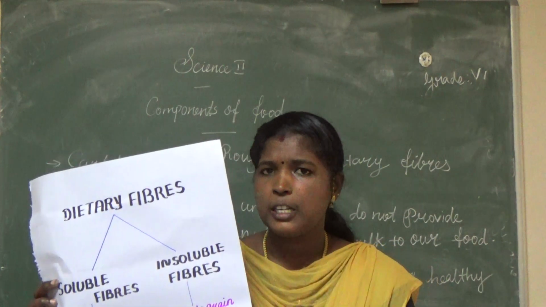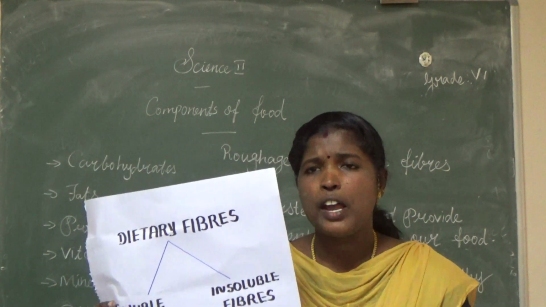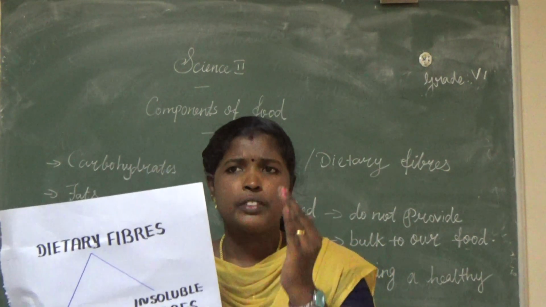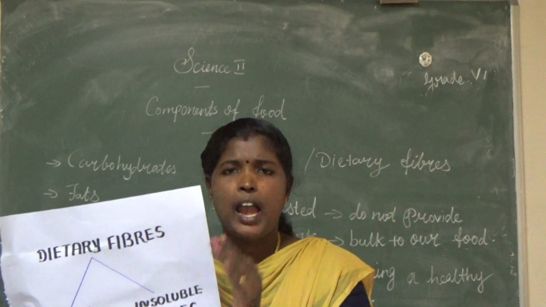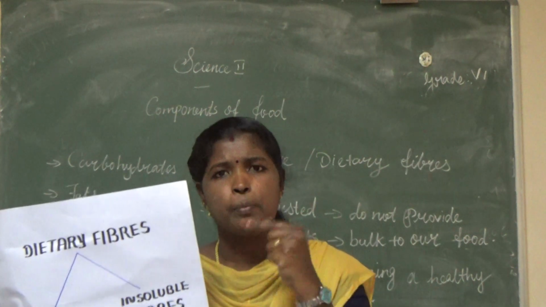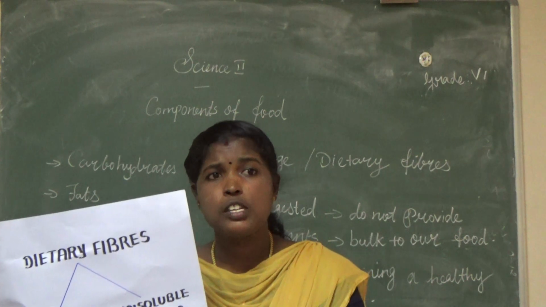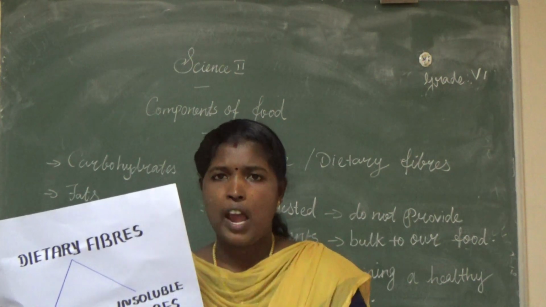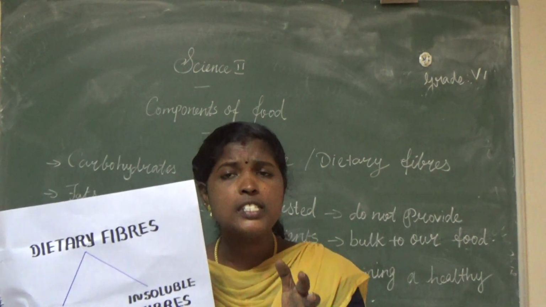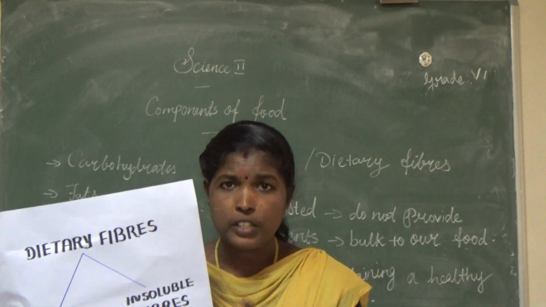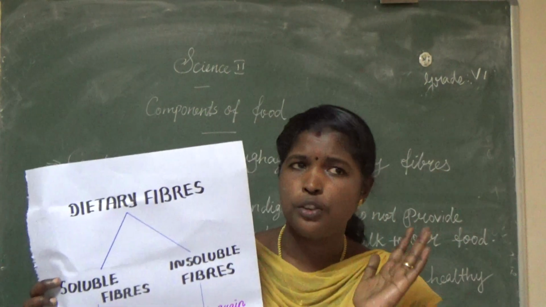Once again, listen. What is called dietary fibers or roughage? The portion of the plant food that remains undigested and does not provide any nutrients to our body, but adds bulk to the food, is known as roughage or dietary fibers. The roughage helps in maintaining a healthy digestive system. This is one of the main functions of the dietary fibers.